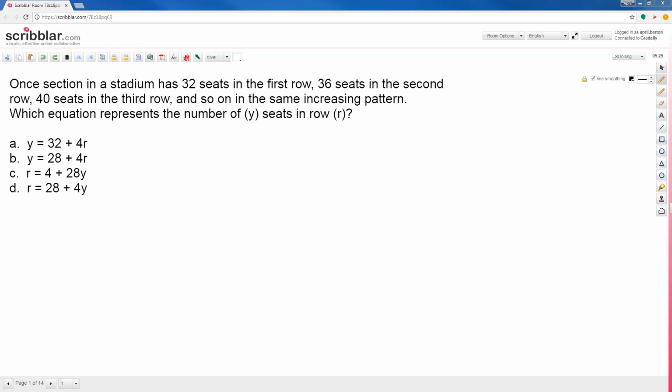One section in a stadium has 32 seats in the first row, 36 seats in the second row, 40 seats in the third row, and so on in the same increasing pattern. Which equation represents the number of Y seats in row R? So we're looking for a pattern.